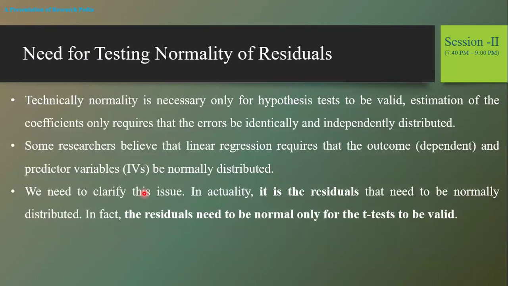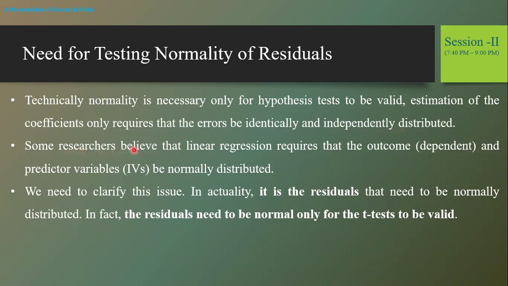So why is normality testing needed? Technically, normality is necessary only for the hypothesis test to be valid. Whenever we are going to test our hypothesis, whether this independent variable has a positive impact on our dependent variable, or whether this independent variable has a negative impact on our dependent variable, and so on, we are going to test the hypothesis. So whenever we need to test the hypothesis, we may need to check whether our data is normal or not. Estimation of the coefficient only requires that the error be identically and independently distributed.